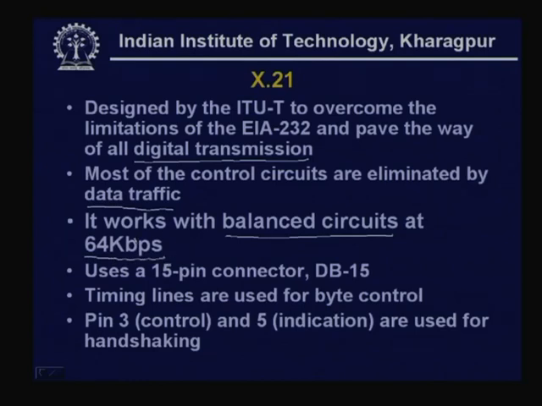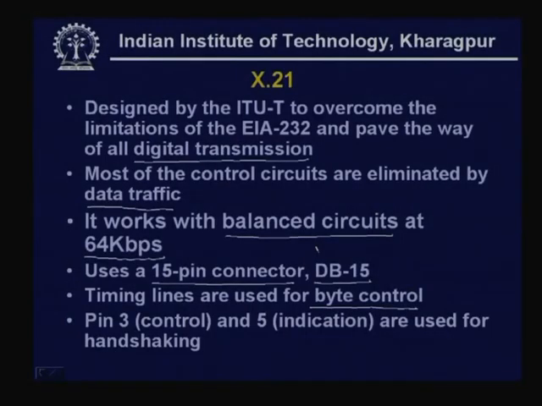So, it is relatively high compared to 20 kilobits per second, and it uses a 15 pin connector which is known as the DB15 connector, and there are various timing signals used for byte control. Here it uses timing lines for byte control, and pin 3 and pin 5, which are control and indication, are used for handshaking, as we have seen that request to send, clear to send are used in case of RS-232. Here the control and indication lines are used for that purpose. So, in brief, this gives the overview of X.21.